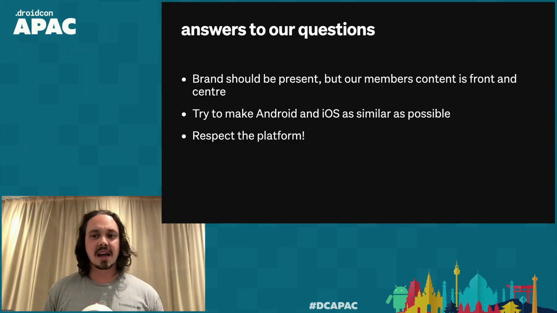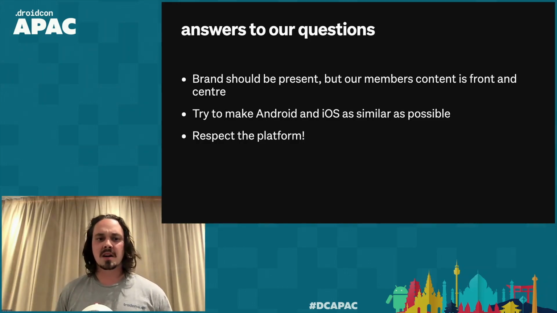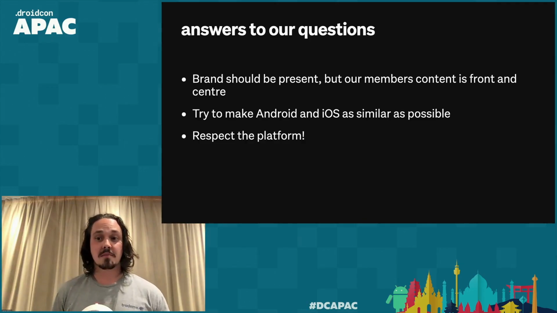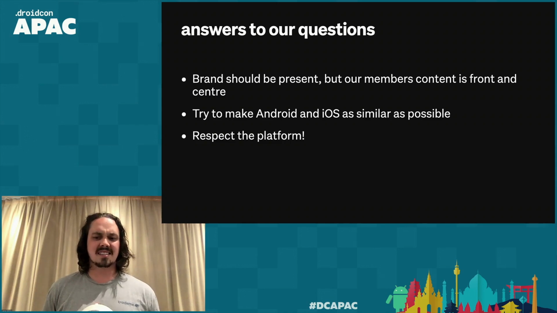We kind of want to make Android and iOS as similar as possible. And that kind of comes down to allowing designers to feel more at home when using our design systems. But thirdly, and importantly, we really needed to respect the platforms. Android and iOS do things differently, and without following the platform in some way, we might actually end up making things harder for ourselves later down the track.